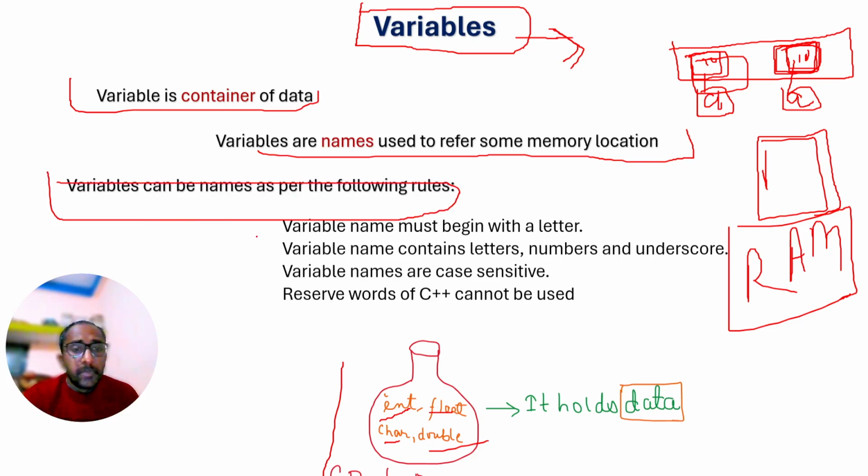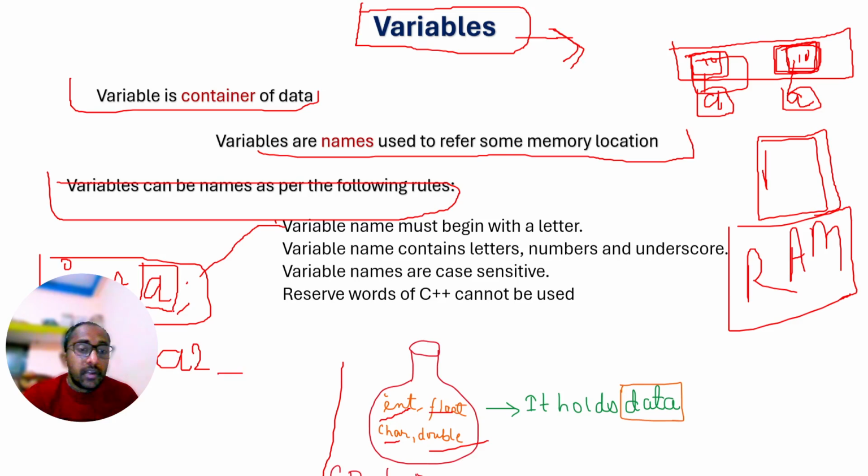A variable name must begin with a letter. Suppose int A, every variable will start with a letter. You cannot start with anything else. The first point is like this. A variable name contains letters, numbers and underscores. Suppose int name, letters, A to underscore, you can declare like this also.